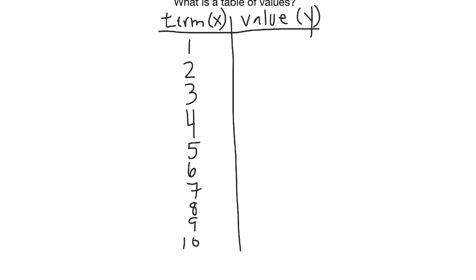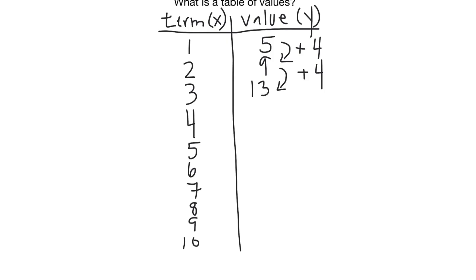So we know we start at 5, and we know we add 4 each time. So from 5, we go up to 9 tiles. And from 9, we go up to 13 tiles. And so on and so on.